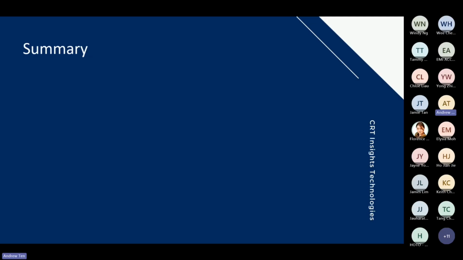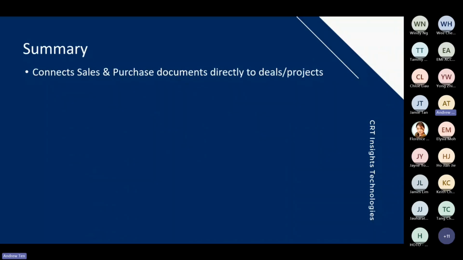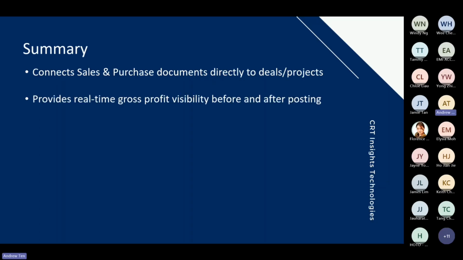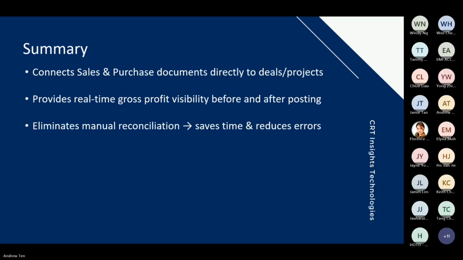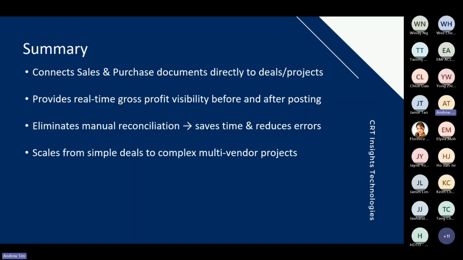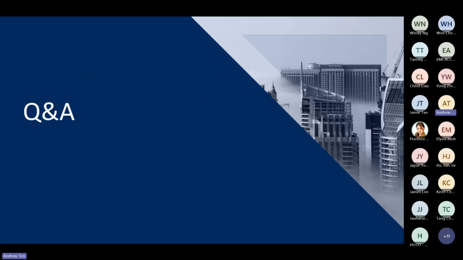All right. For today's summary, to wrap up our live demo: SCT Deal Tracker gives you a single view of every deal by directly connecting sales and purchase documents. It delivers real-time gross profit visibility, eliminates manual reconciliation to save time and reduce human errors, and scales effortlessly from single deals to complex multi-vendor projects. In short, it helps you stay in control and make faster, smarter, and more profitable decisions. All right, that will be the end of our live demo.